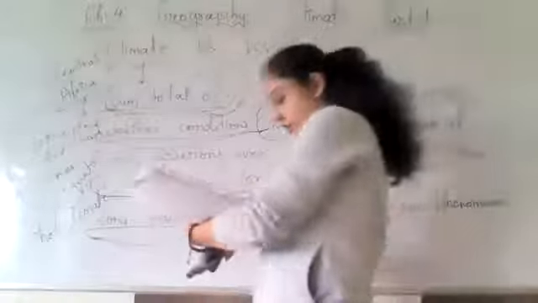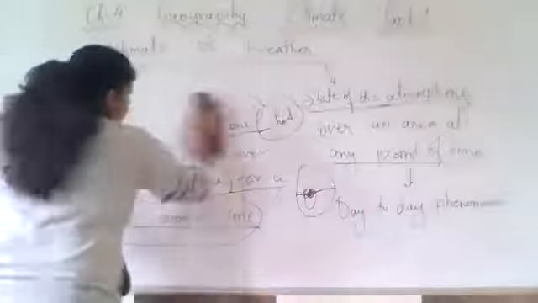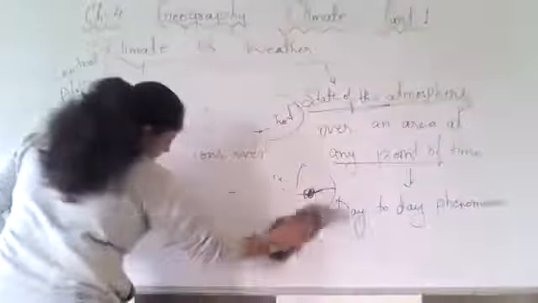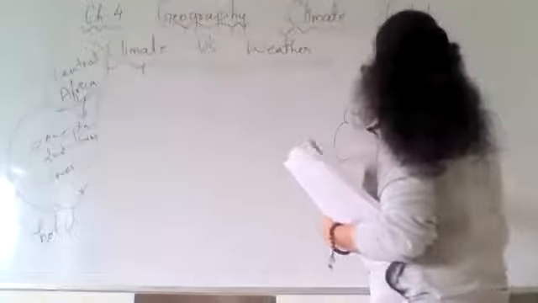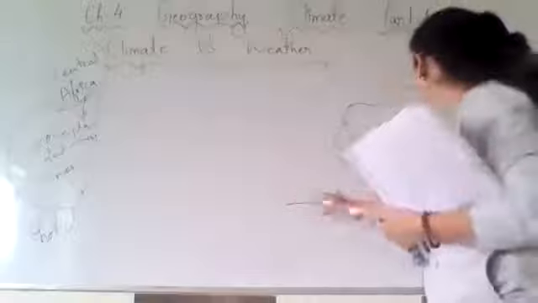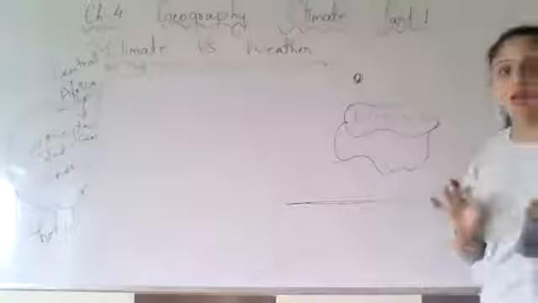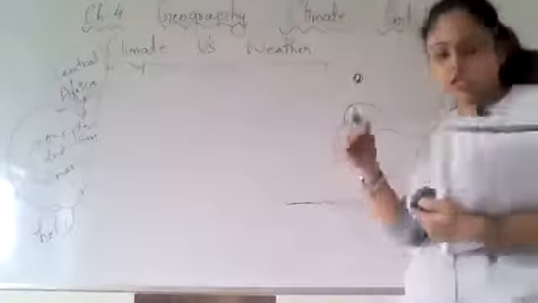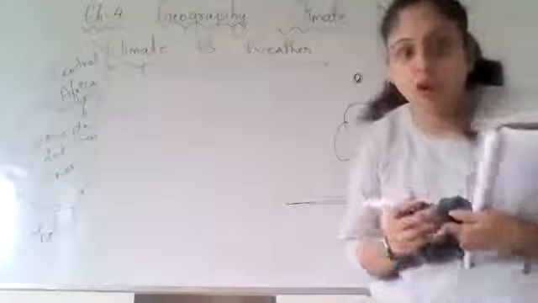Now, the same way, when we take the example of Russia. Russia is in the northern part of Asia. This is Asia, I'm just explaining by drawing. It is somewhat near to the pole. So what kind of climate is Russia having? Russia is having snowfall.